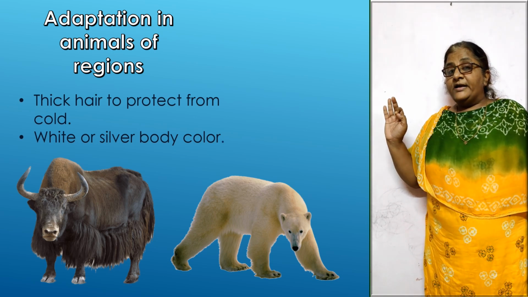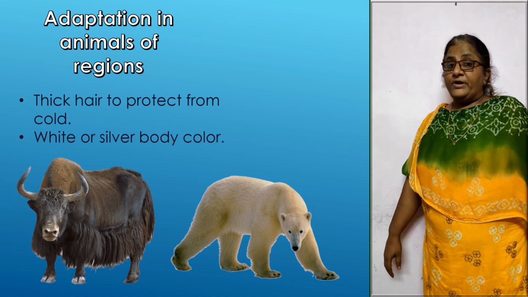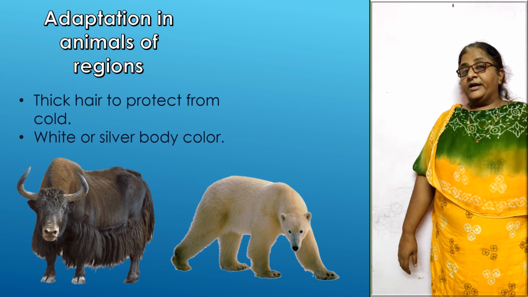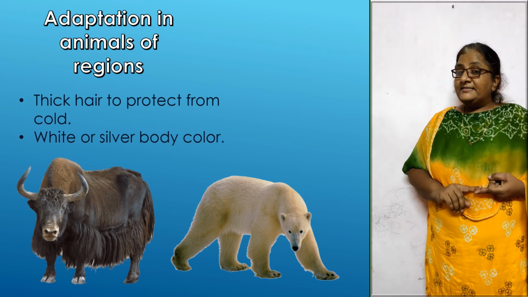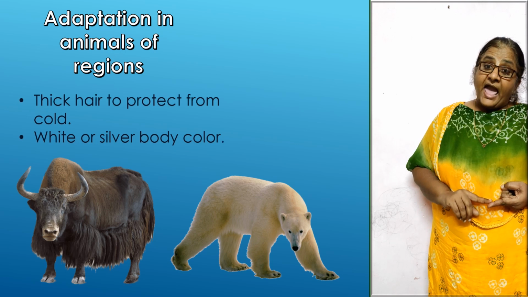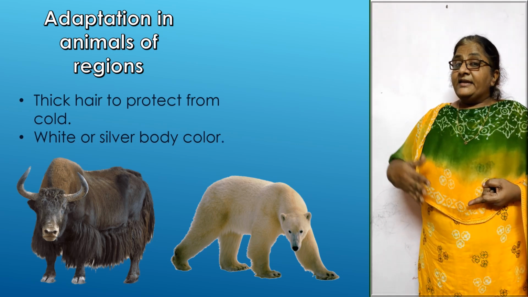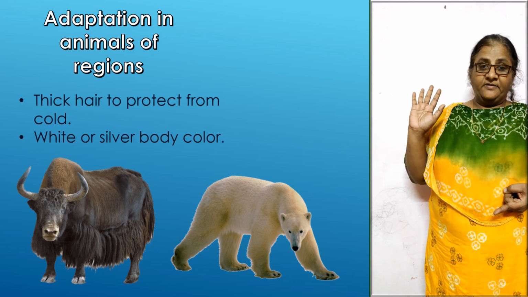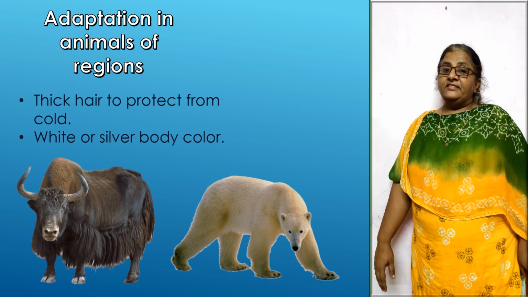Again, their body color is white or silvery, which helps them to hide themselves in the snow and protect themselves from predators. The second point is that this white color helps them to catch their prey, because the white or silver color camouflages with the snow and helps them to catch the prey easily. These are the adaptations of animals living in the polar region.